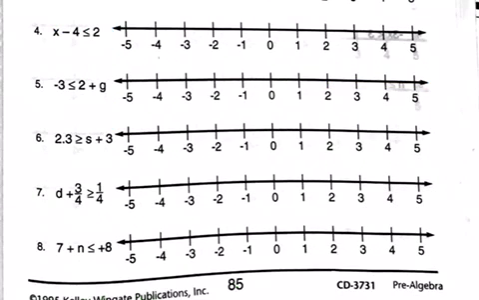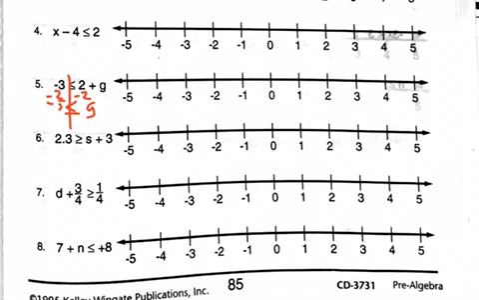Okay? Okay, we're going to quickly look at 5, 6, and 7. Again, it's kind of the same thing still. Okay, so let's take a look here at number 5. Again, we want to get the variable by itself, just like we did last week. So kind of treat this like an equal sign. So I'm going to get g by itself, which means I'm going to subtract 2 from both sides. So that's going to give me -5 is less than or equal to g.